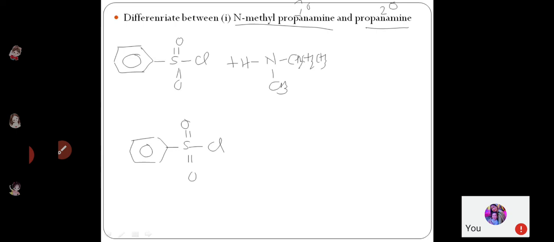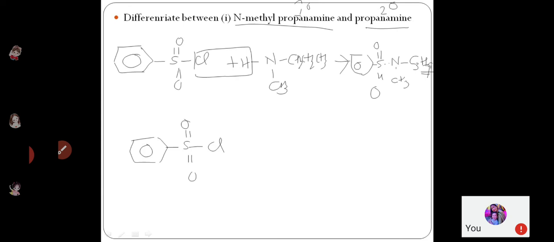Okay, so see how the product will form. From here H and Cl will be removed as HCl, and you will get a benzene. Look at the space. Then sulfur will form a bond with nitrogen. Then here CH3 and C3H7. So this is your one product.